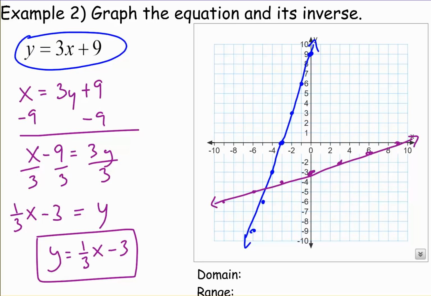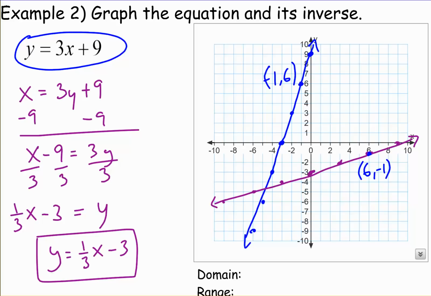And so now I'm going to prove to you guys that these are inverses of each other. Let's take any point we want on this blue line. Let's take this point here, which is negative 1, 6. And so what would its inverse be? It would be 6, negative 1. So we can see, here's the point 6, negative 1 right here. So they're inverses of each other.